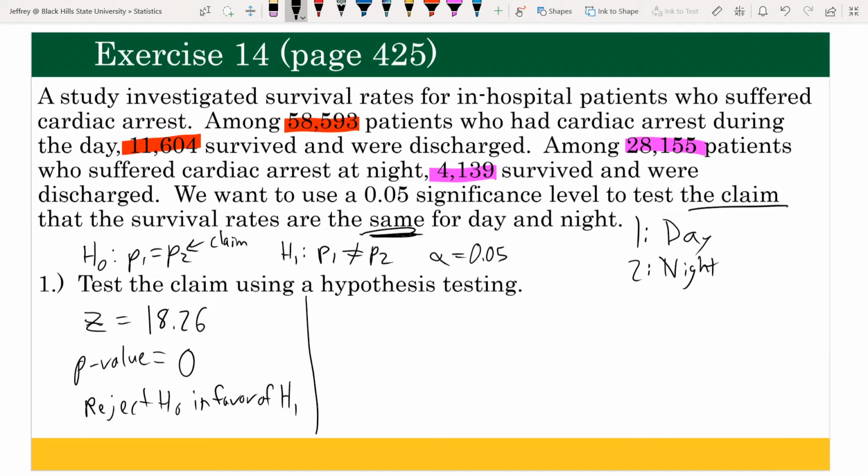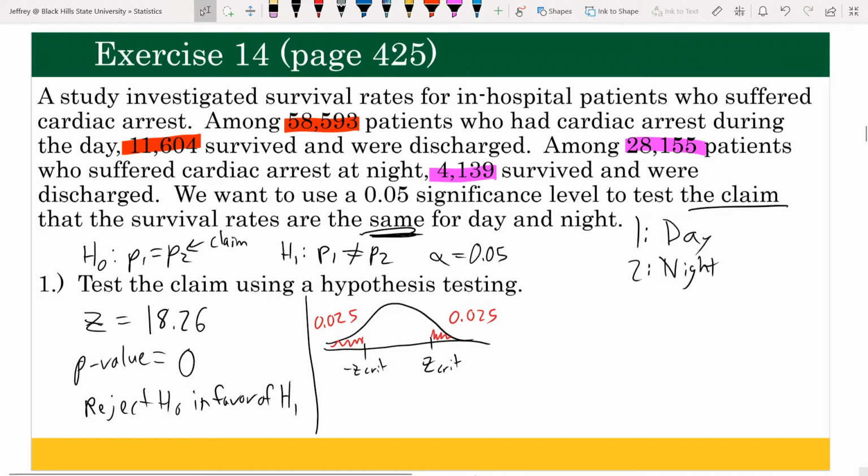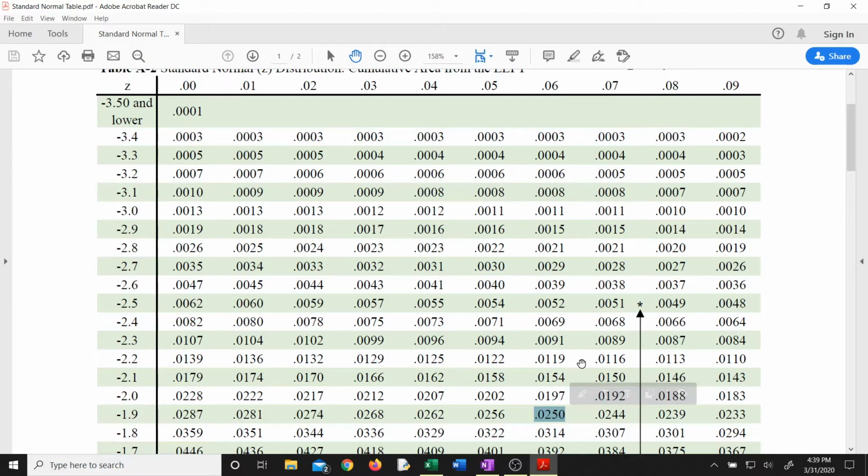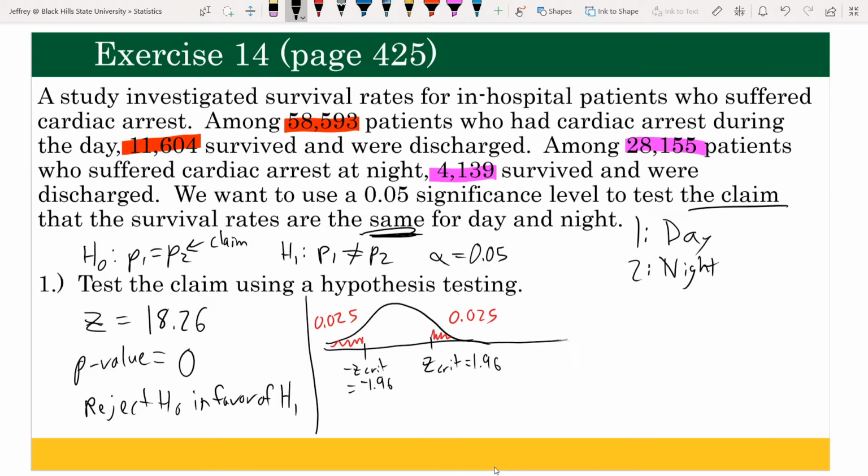For a critical value approach, remember that this is a two-tailed test, so we need two different critical values. The area of both tails combined is 0.05, so each tail must be half of that, which is 0.025. From there we can get the critical value using the table or the inverse norm. Using the standard normal table, I get the negative critical value of negative 1.96, so the other one must be positive 1.96.